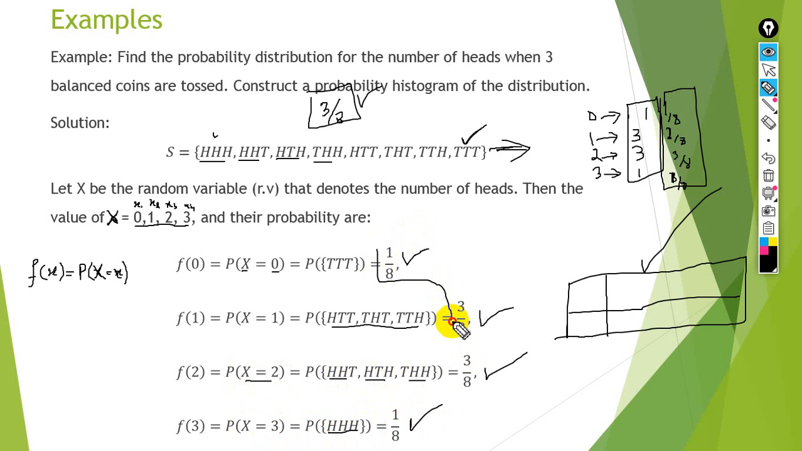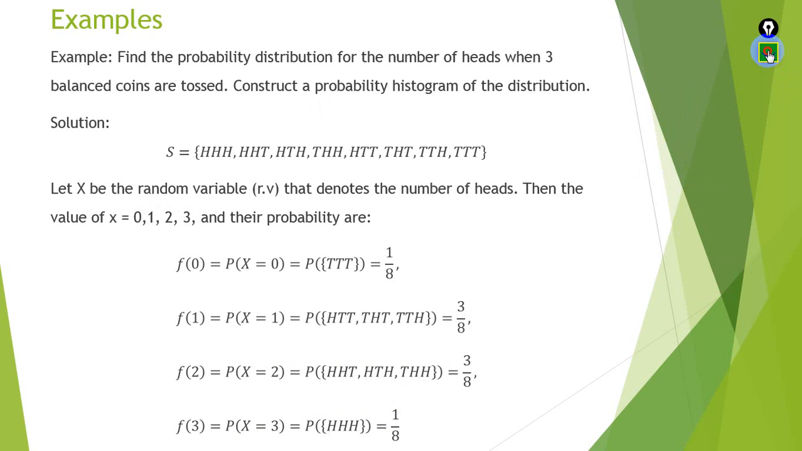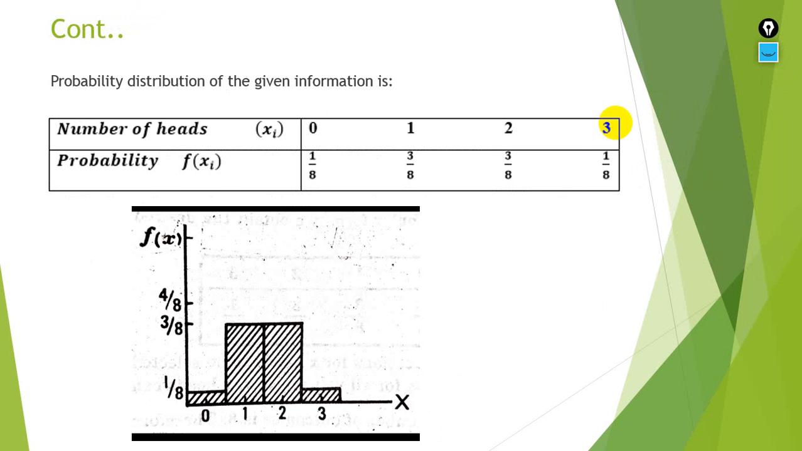So now we will take all these in the form of a table. Then we can say that this is the probability distribution. Let me check this. The probability distribution of the given information is: number of heads 0, 1, 2, 3 and probability 1 over 8, 3 over 8, 3 over 8, 1 over 8.